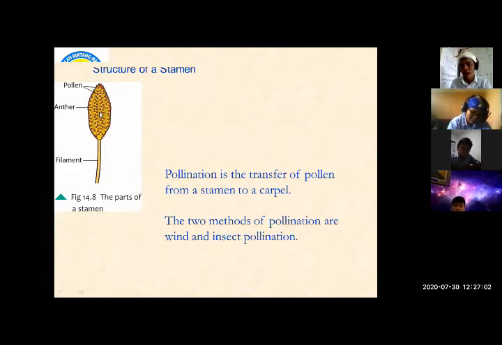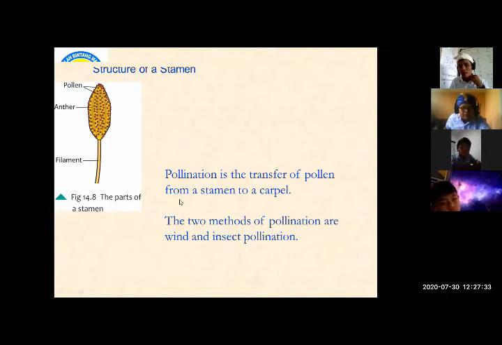Ini yang akan jatuh, this will fall, yang nanti ditangkap sama siapa? What will catch the pollen if it falls? Lebah. No, stigma ya. Stigma catches pollen grains. Tapi yang membawanya lebah nanti. Very good. So, we also have anther. So, anther is the place where pollen grains are produced. Okay? So, now we have the word pollination.